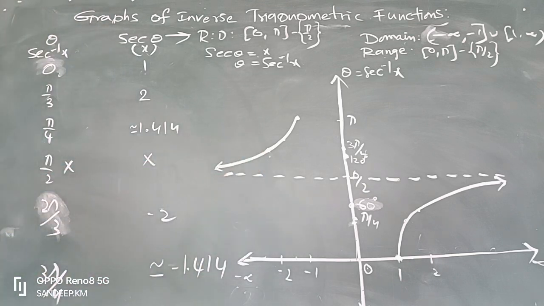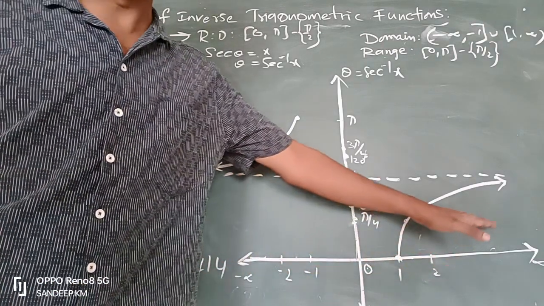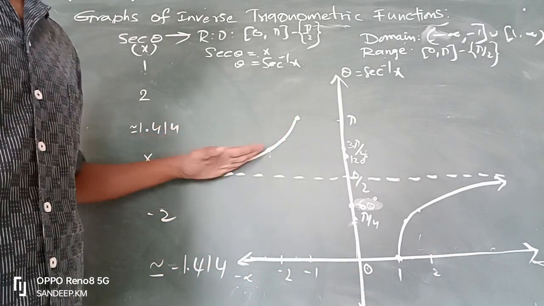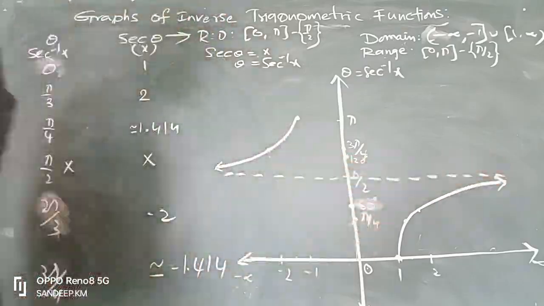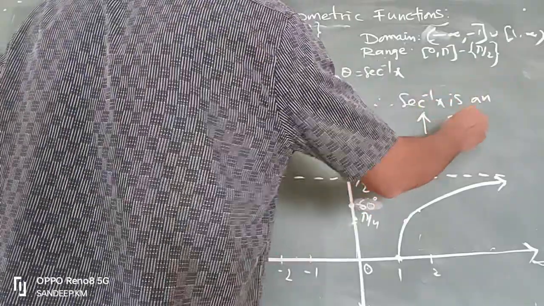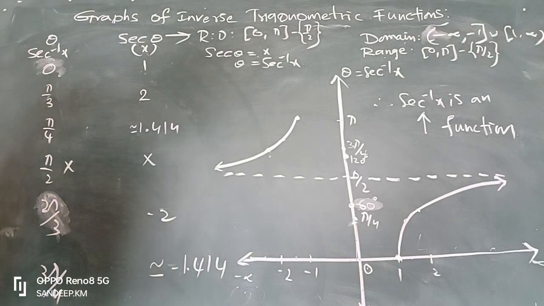So this is the graph of theta is equal to secant inverse x. Okay now, the next question is whether it is an increasing function or a decreasing function. You can easily decide this. As input increases from minus infinity to plus infinity, the output is also increasing. So therefore, secant inverse x is an increasing function. So sin inverse x, tan inverse x, secant inverse x are increasing functions.